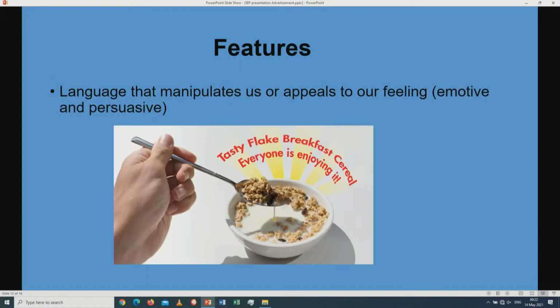We still continue with the features. They use language that manipulates us or appeals to our feelings, emotive and persuasive. They want us to be part of the advertisement. Tasty flake breakfast cereal. Everyone is enjoying it. You also want to enjoy it.